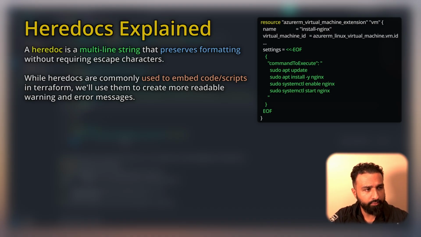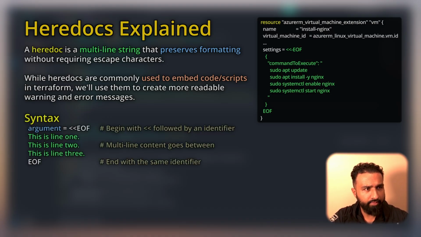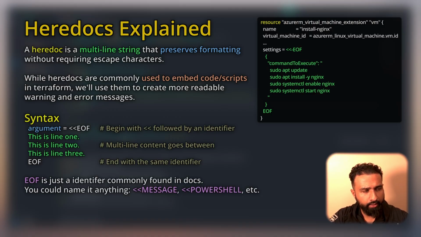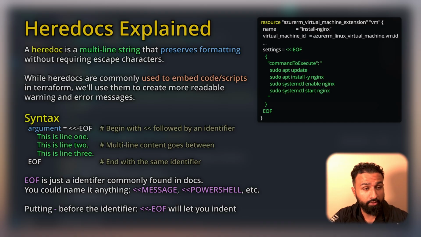The syntax is as follows. EOF stands for end of file and simply marks where the multi-line string ends. One thing to note is that starting with angle brackets and EOF preserves all indentation. If your text is indented in your Terraform file, those spaces become part of the string. So if you want to keep your Terraform code neatly indented without these spaces appearing in the final string, use angle bracket, dash, EOF. So let's do that.